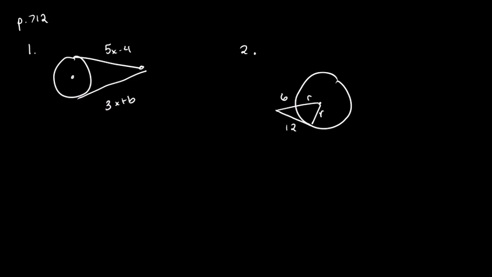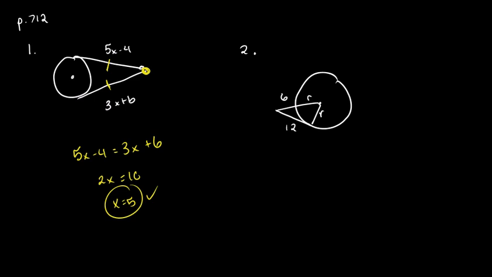So, number 1, I would have to know that a point outside of a circle creates two congruent tangents. So I should be able to see this ice cream cone and set the two pieces, the two tangents, congruent. So I'd subtract 3x from both sides, add 4, 2x equals 10, x equals 5. Alright, and that would make sense if I would plug it back in.